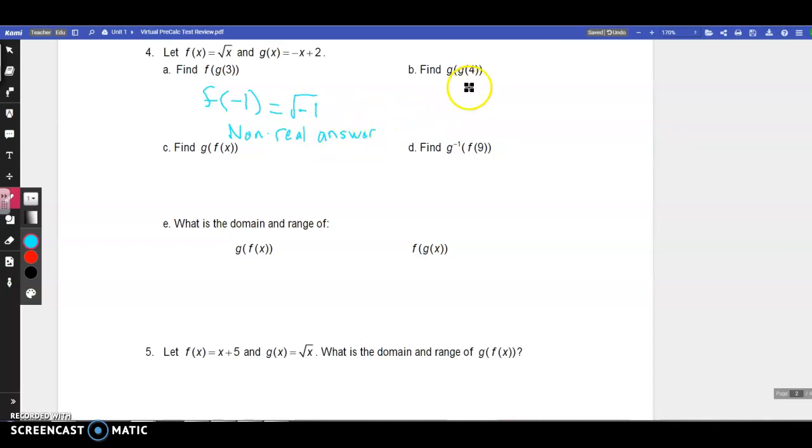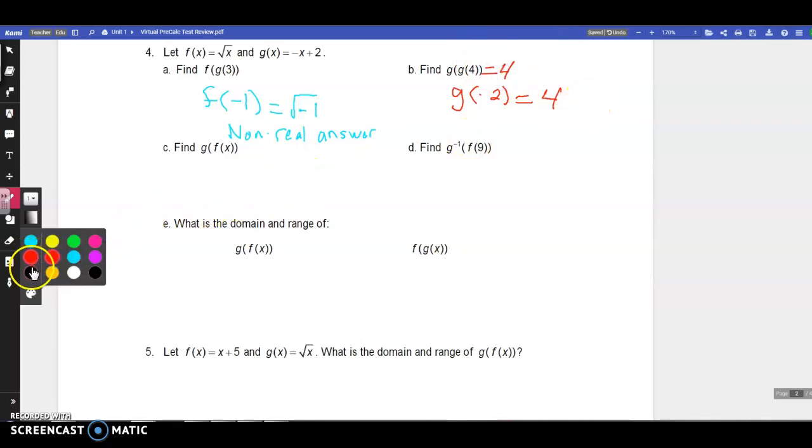That's good enough. All right, now, g of g of 4, what am I supposed to do here? So I'm going to plug in 4 into the g function. So that'd be negative 4 plus 2, which is negative 2. Then I'm going to find g of negative 2. So I'll plug negative 2 back into the same g function. Negative of negative 2 is 2. 2 plus 2 is 4. So g of g of 4 is equal to 4.